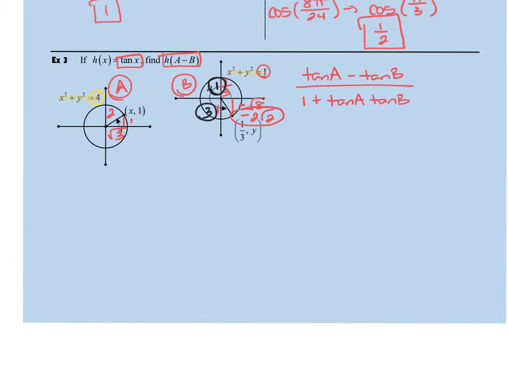Now what we're going to do is read from our picture. So tangent of A, we're going to come over here to our triangle and read from our triangle: opposite over adjacent. Now, most people are going to want to rationalize this, but as you get some experience, you're going to find that sometimes it's a little better to actually not rationalize, and this is one of those cases.